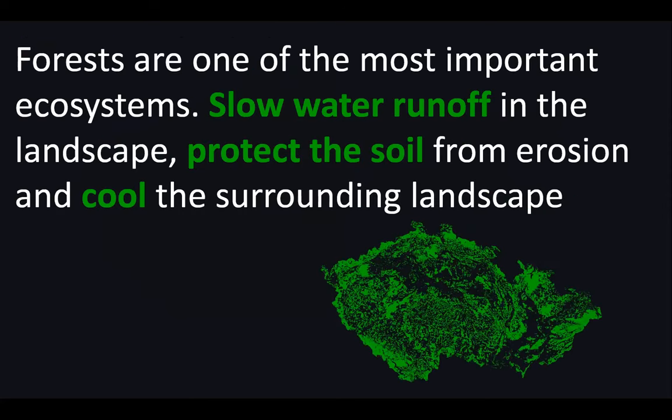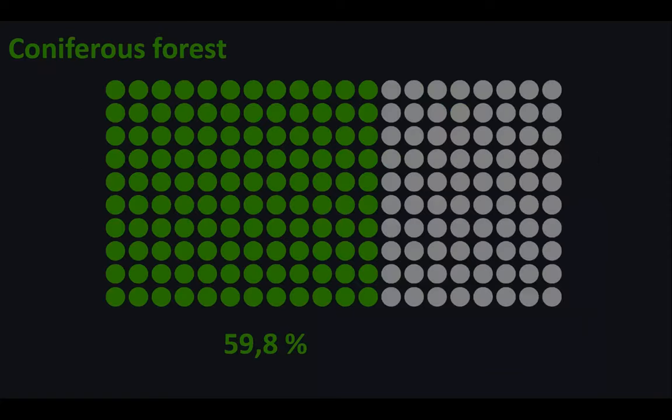Forests, it is important to say, and it's a political thing to say, that forests are the areas that slow water runoff in the landscape. They protect the soil. They have an effect of cooling the surrounding landscape. This is why they're important. The forests in the past, this is also a topic coming from the previous political systems, and we're going slowly, very slowly, step by step to have something changed.